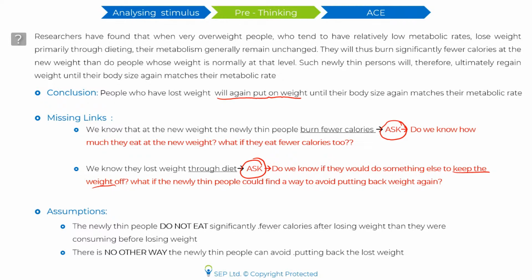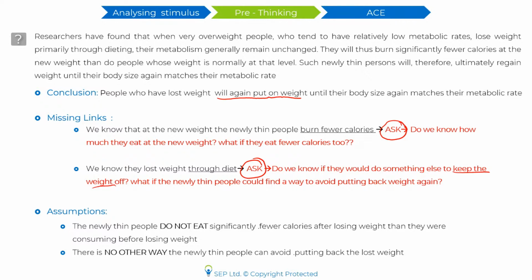Why will they put back all that weight again? So we are told that their metabolism is low. We are told that they burn fewer calories after losing weight. But we are not told how much they eat after losing weight. Do they eat the same as they were eating before losing weight? Or do they increase their intake? We don't know that.